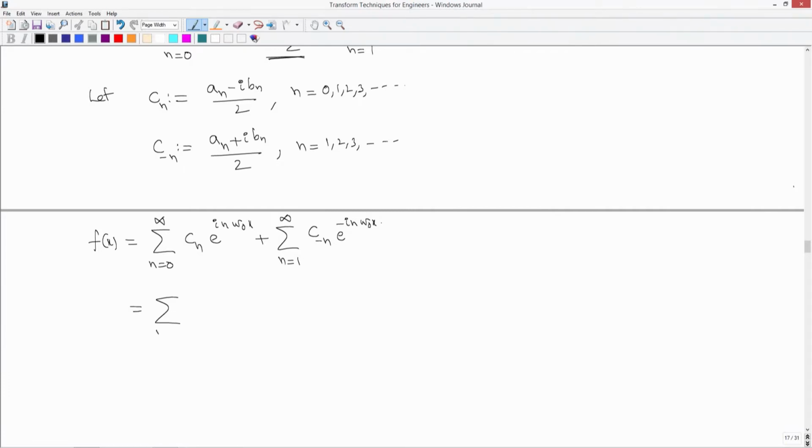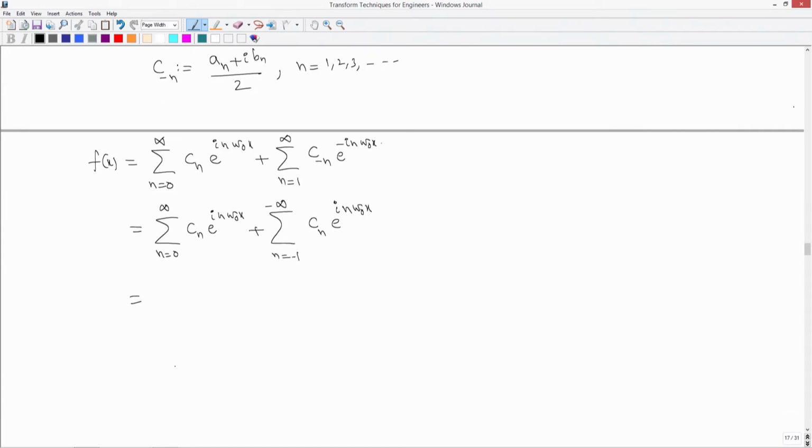You can rewrite this as n from 0 to infinity, and this one you write as it is, e to the power i n omega naught x. In the other one you can change the index, replacing n by minus n. So, minus n equal to 1 is the same as n equal to minus 1 to minus infinity, and in place of n I am putting minus n, so this becomes plus i n omega naught x. Now, you can combine these together, going from minus infinity to minus 1 and then 0 to infinity. So, finally, it is going to be the sum from minus infinity to infinity of Cn e to the power i n omega naught x.